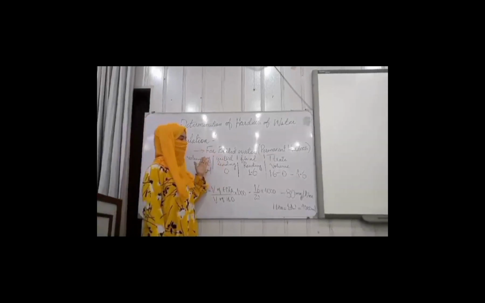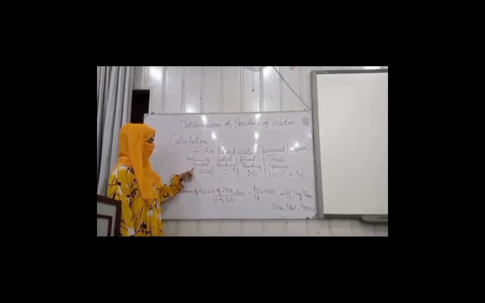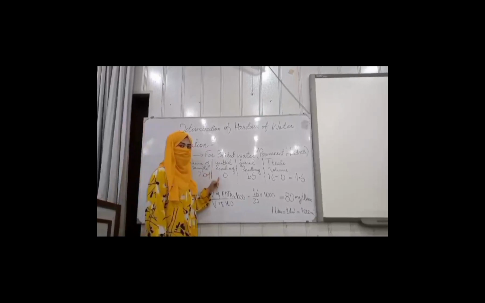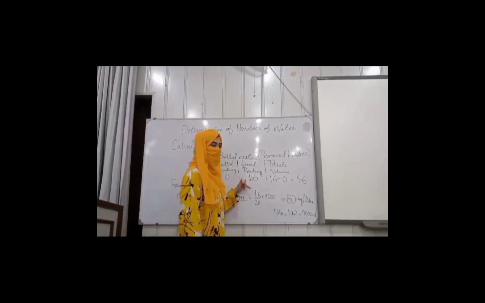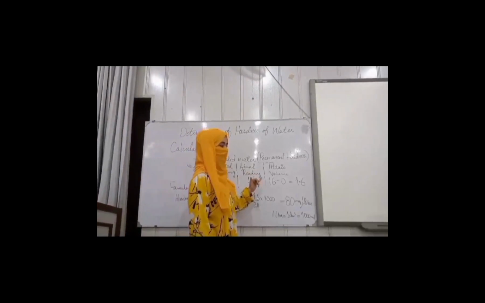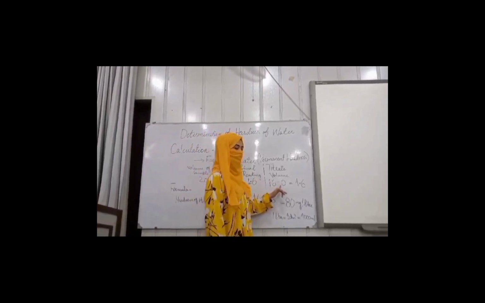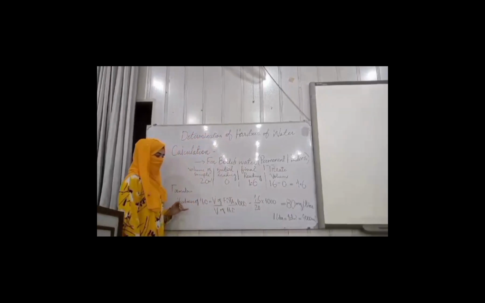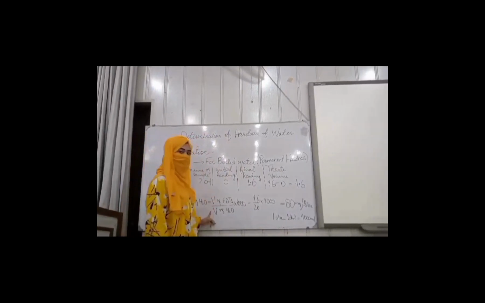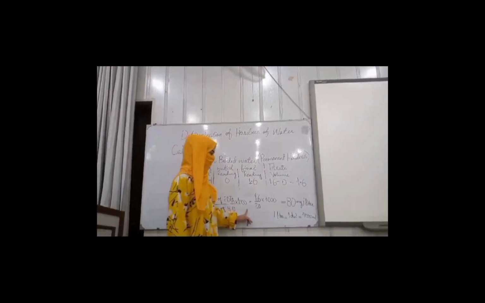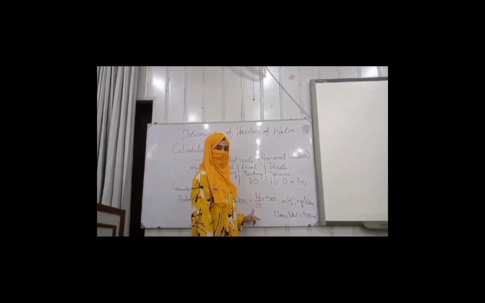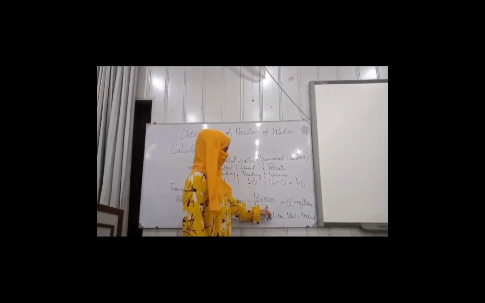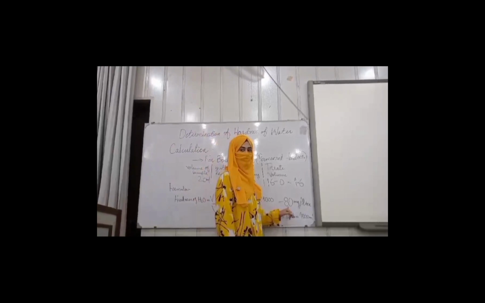Calculation for the determination of permanent hardness in water. Volume of sample is 20 ml, initial reading is 0 and the final reading is 1.6. Titrated volume, final reading minus initial reading, is equal to 1.6. Formula: hardness of water is equal to volume of EDTA divided by volume of water multiplied by 1000, which is 1.6 over 20 multiplied by 1000, and the answer is 80 milligram per liter.